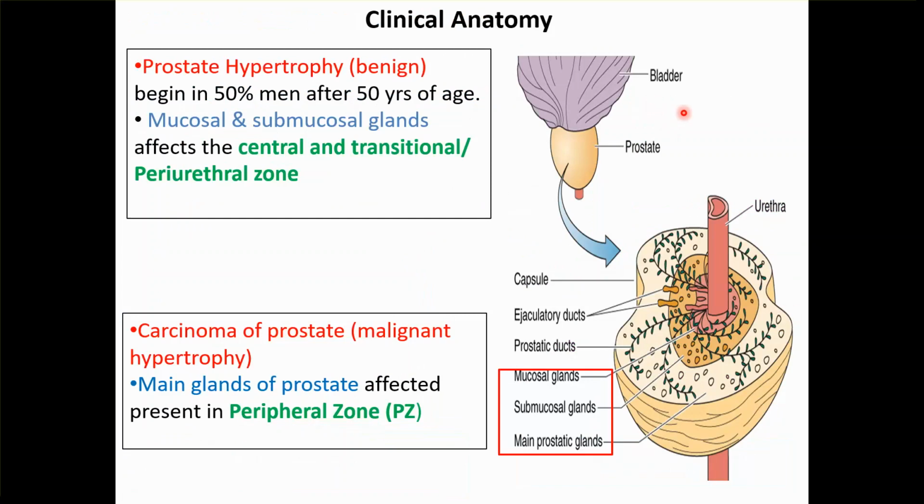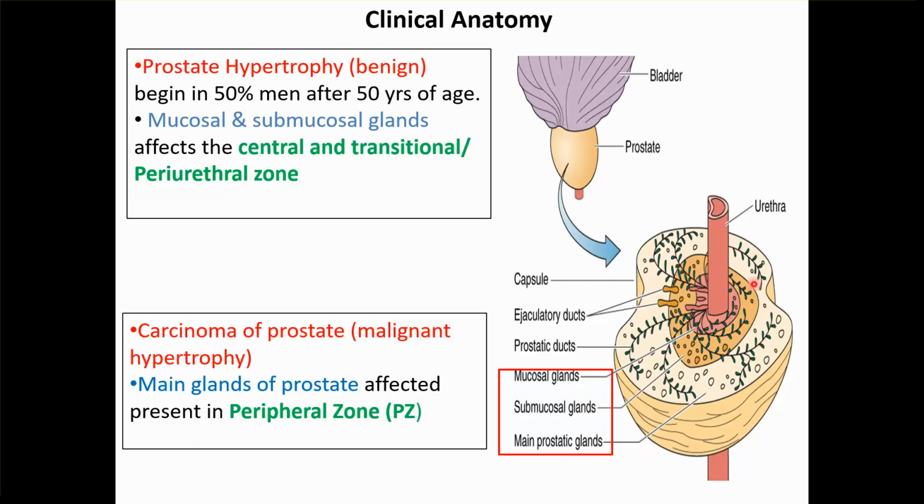I had mentioned to you previously about mucosal glands. So let's look into this diagram. Here, this is the prostate, and you can see the prostatic urethra passing in between. The urethra is here, and just around the urethra, these glands, the ones in pink, are called mucosal glands.